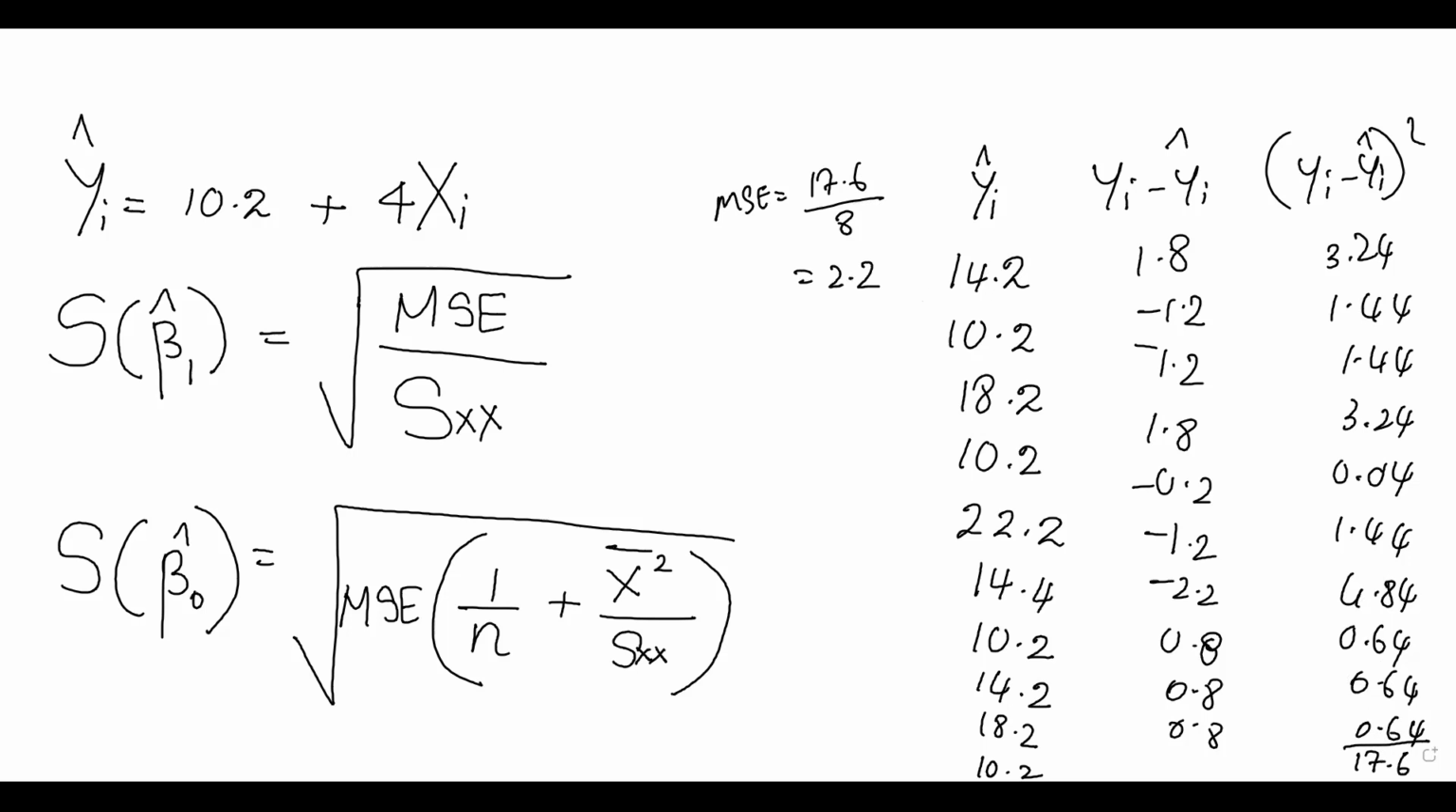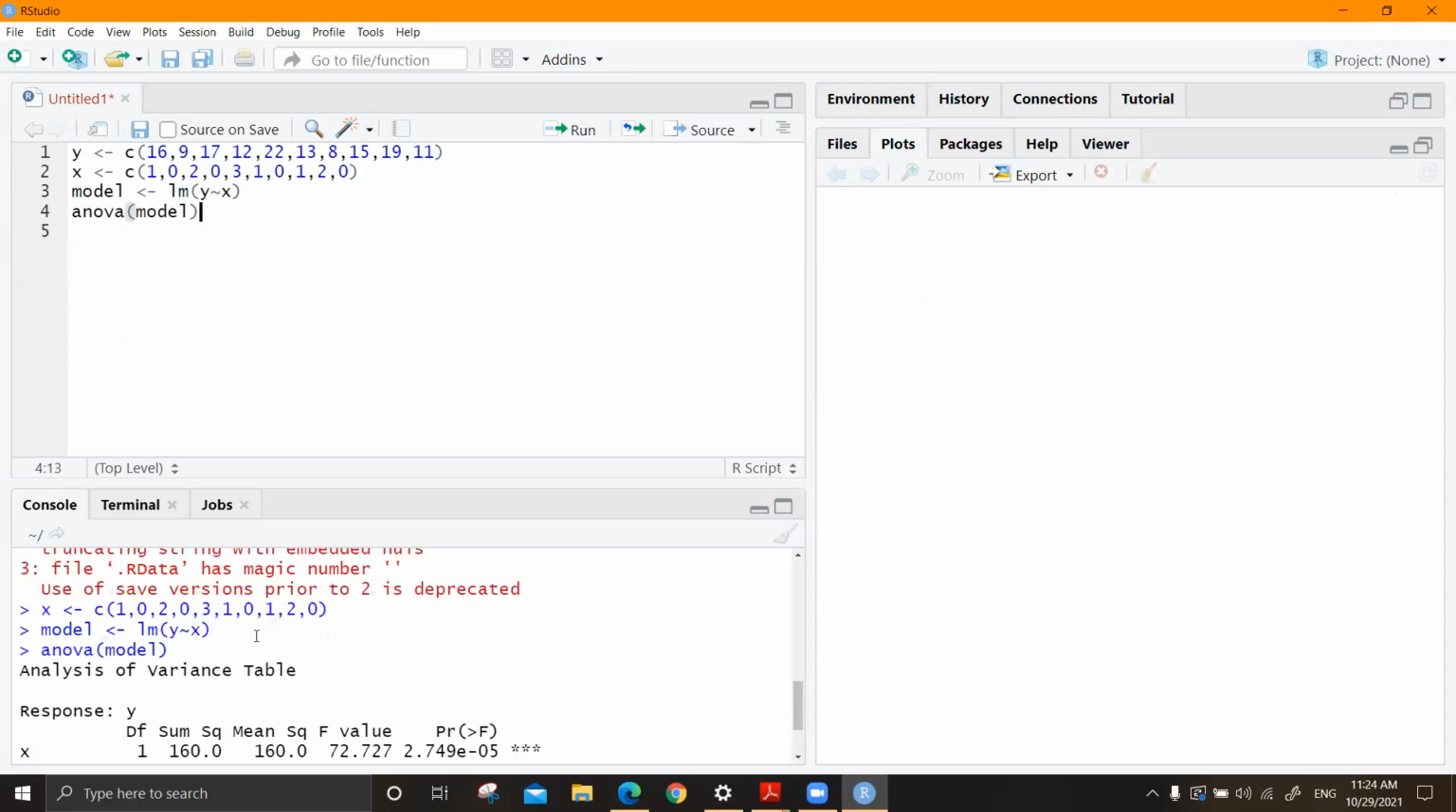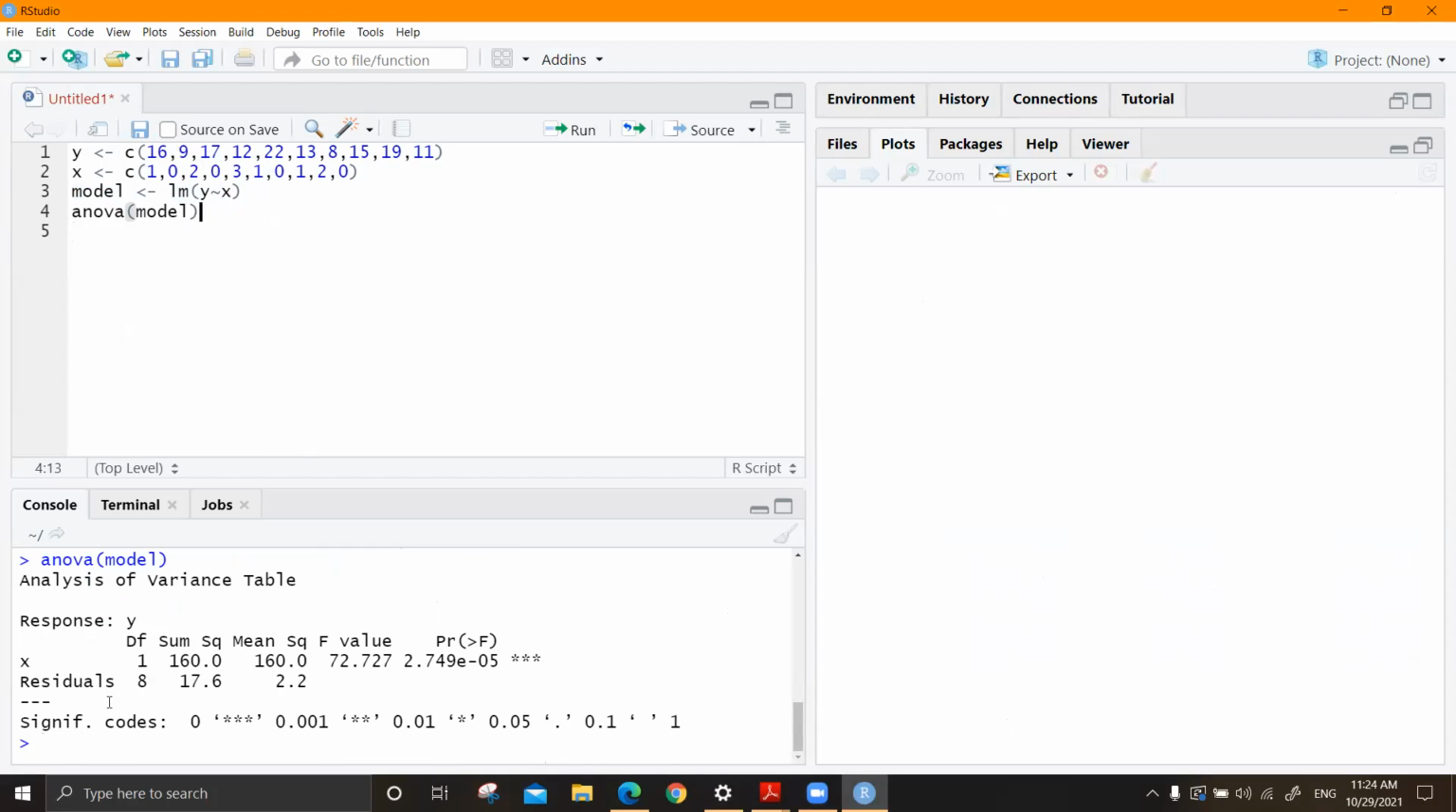Right? While you were doing this, I made use of my favorite software, R, and you don't have to know this. I just had these things included, modeled, fitted the regression line, and just typed ANOVA. So in this table, the mean squared error is the residuals actually. The residual mean square is the same as the mean squared error. So I got it as 2.2, which I cross-checked. My answer was correct.